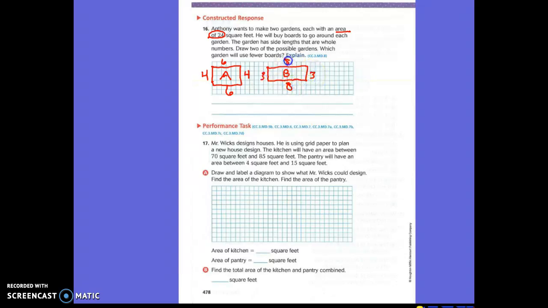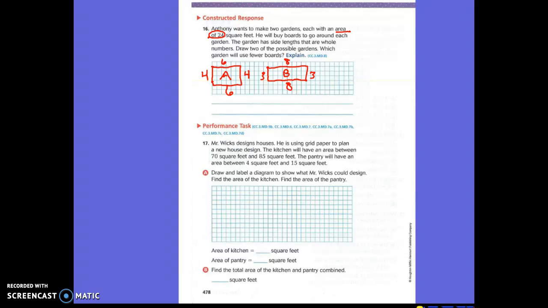Because we want to know for the boards that are going on the outside, which if we're finding the boards on the outside, that means we need to now find the perimeter. And how do you find perimeter? You do what, Callie? You add all the sides up. So let's add all the sides up for A.